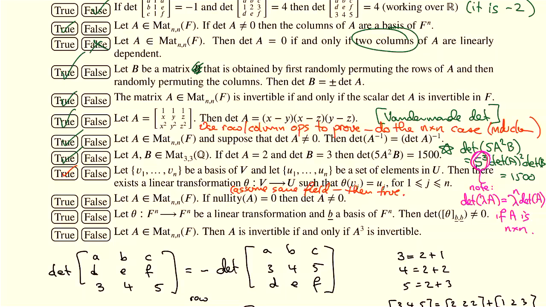Alternatively, if the nullity is 0, then the rank is everything, which means your reduced row echelon form is the identity, and so your matrix has non-zero determinant, because it's some non-zero multiple of that by the row operation process. So yep, true. We're getting there.